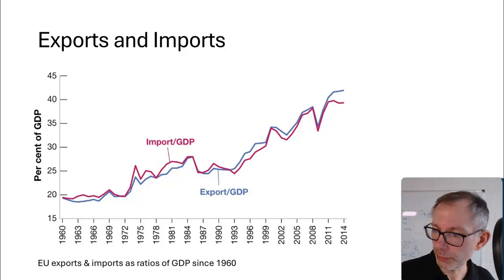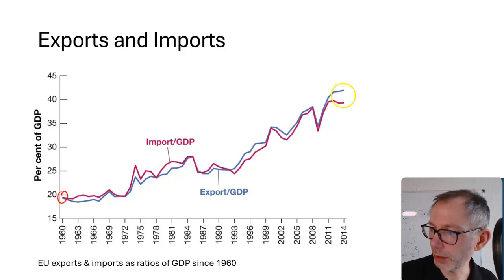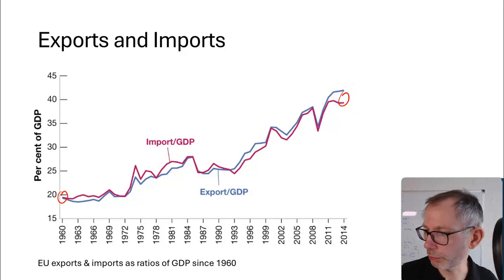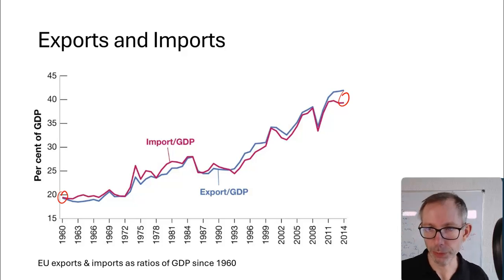And you see that, starting in 1960, it starts out at a relatively low level, around 20% in 1960, and it has increased a lot. Now, 2014 is the latest in this diagram, and it's about 40%. So in that sense, if we use that as a measure of how open the goods markets are, it has become a lot more open.